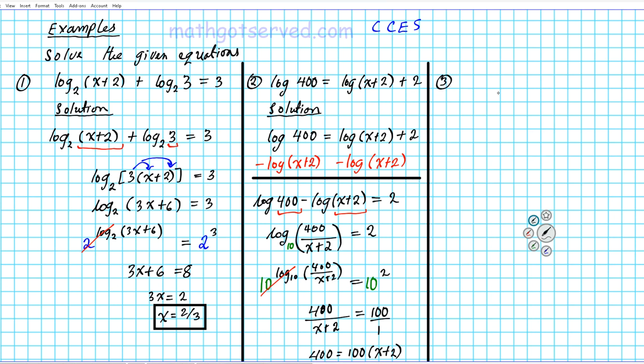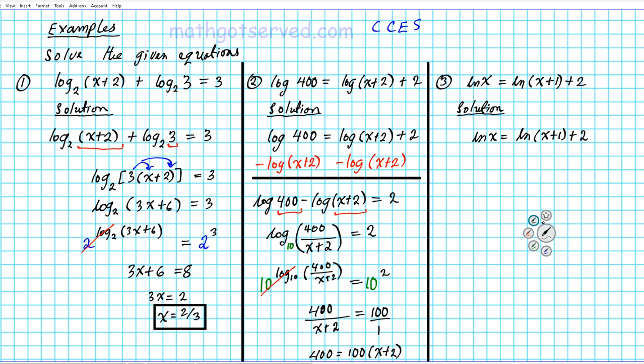Now, for this one, let's say we have the equation, the natural log of x equals the natural log of x plus 1 plus 2. All right, so let's go ahead and solve this log equation. So we have the natural log of x equals the natural log of x plus 1 plus 2.